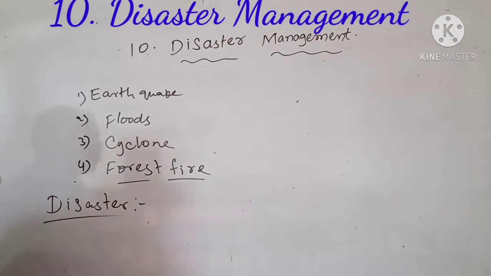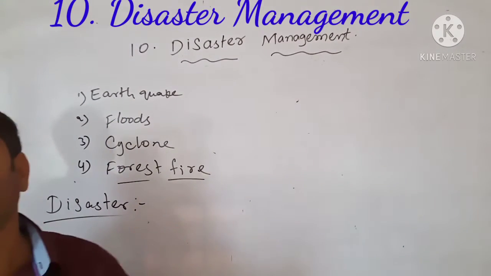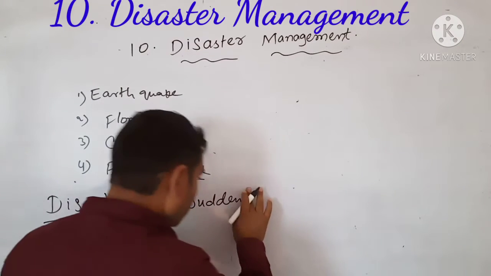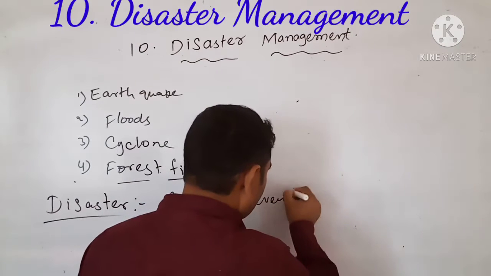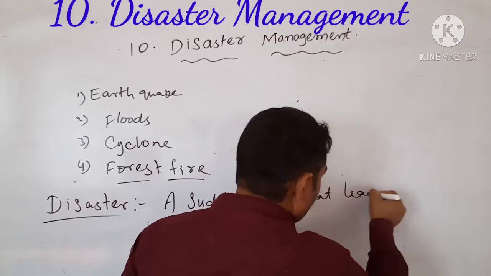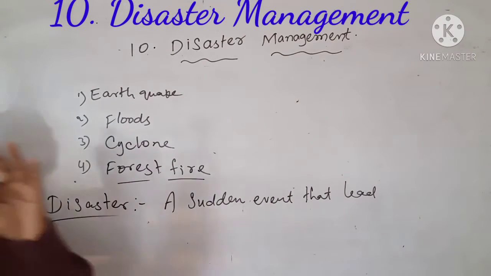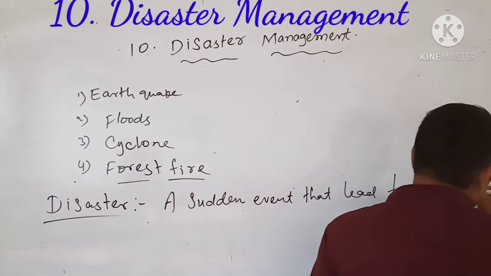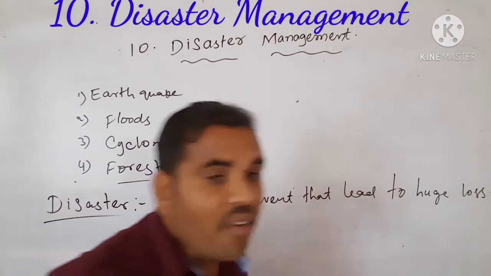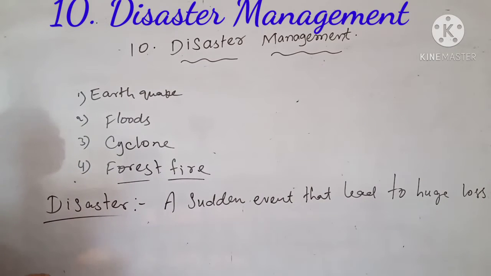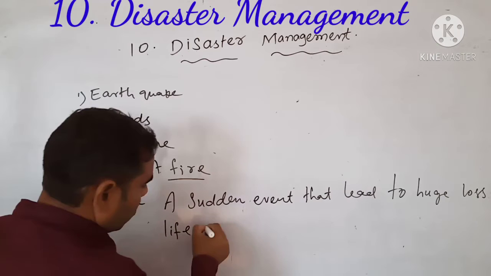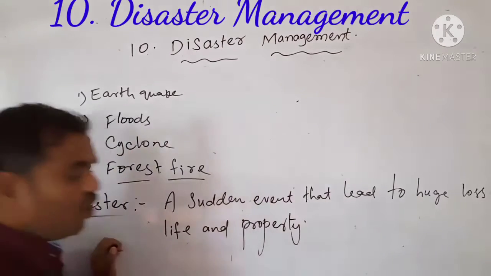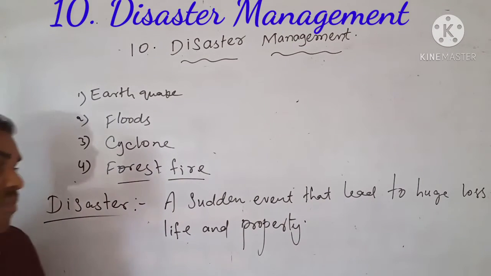What is the definition? A sudden event that leads to huge loss of life and property. Loss of life and property.